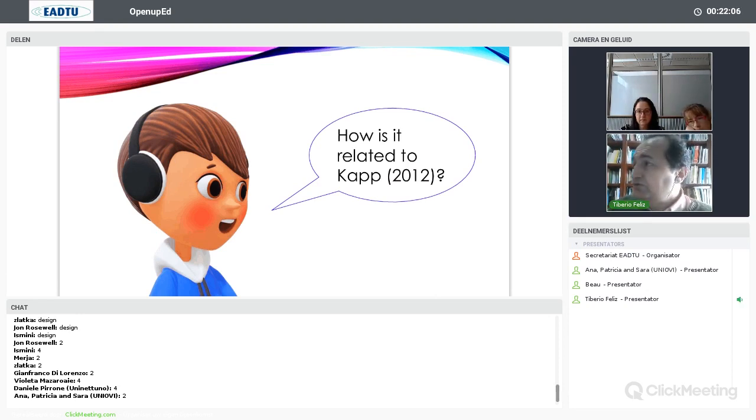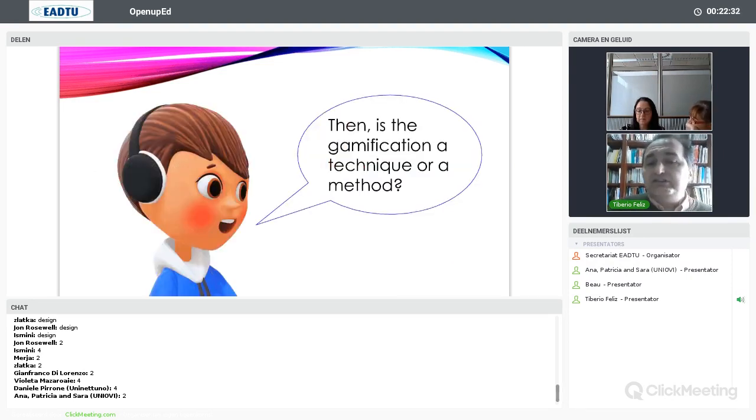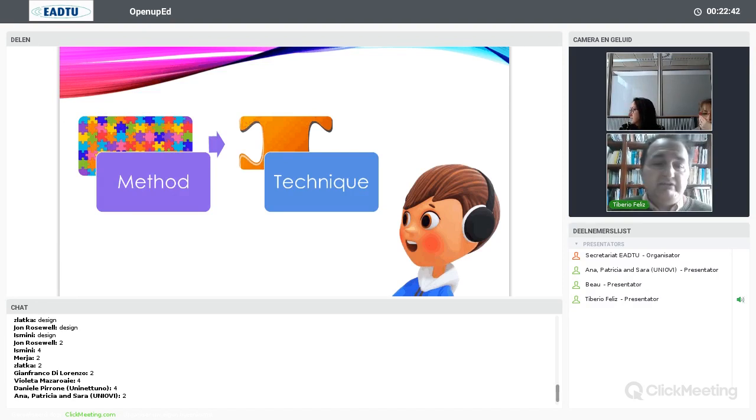Well, I know you know CAP. CAP in 2012 also had a very good idea. He was making a very good distinction for us between different types of gamification. One kind of gamification could be related to the structure and others related to content, okay? It's also a good question if gamification is a technique or a method. Really, it's very similar to the previous difference, okay?